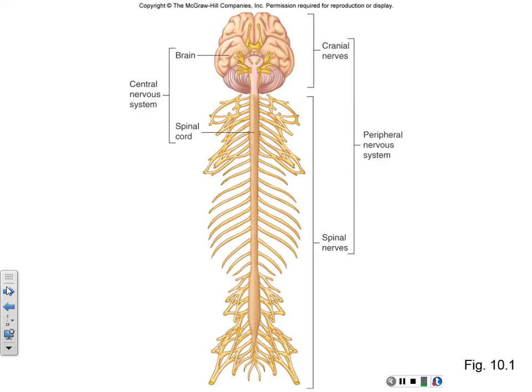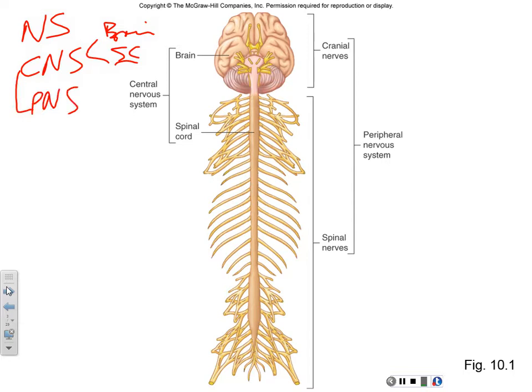The nervous system is divided into 2 main regions. It's split into the central nervous system, which includes the brain and spinal cord, and then the peripheral nervous system. The peripheral nervous system is the perimeter, made up of cranial nerves and spinal nerves. All these nerves are outside of the center.